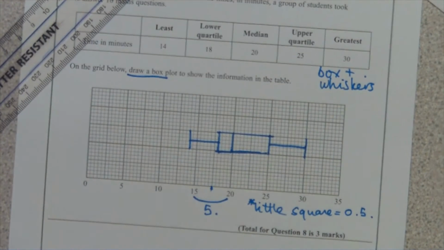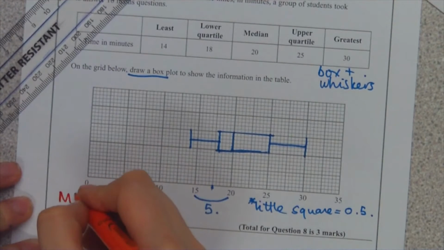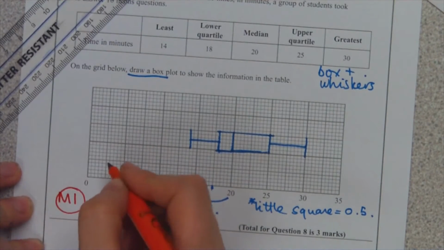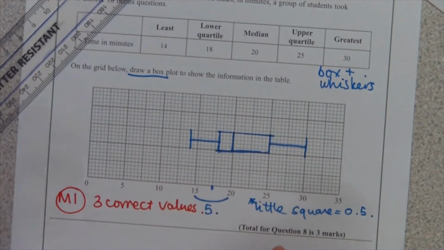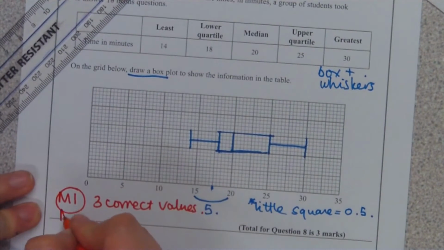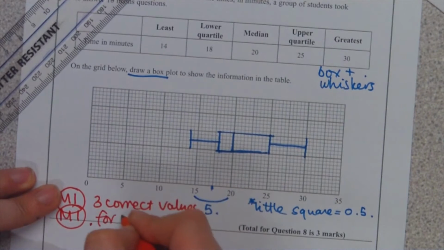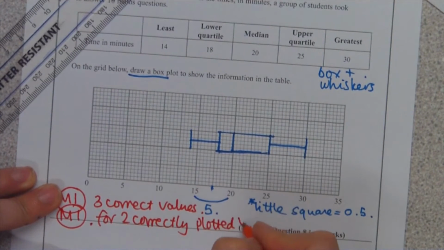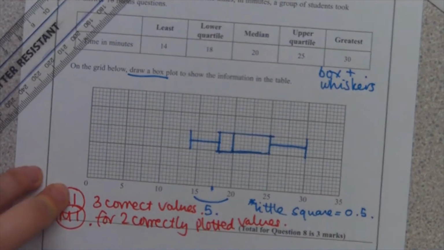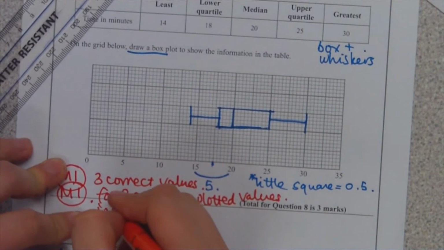So with regards to your mark scheme, this question's worth 3 marks. If you get 3 correct values, so there are 5 values in total, if you get 3 out of 5, that'll give you your 1st mark. You'll get your 2nd mark for 2 correctly plotted values that have to include the box or the tails.